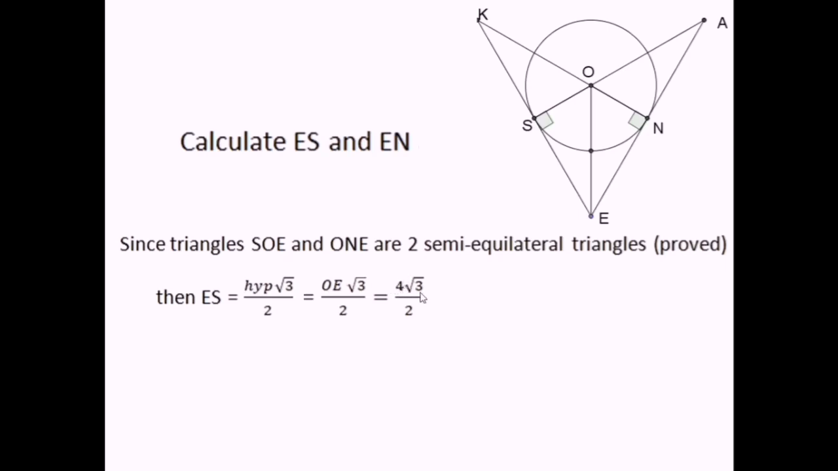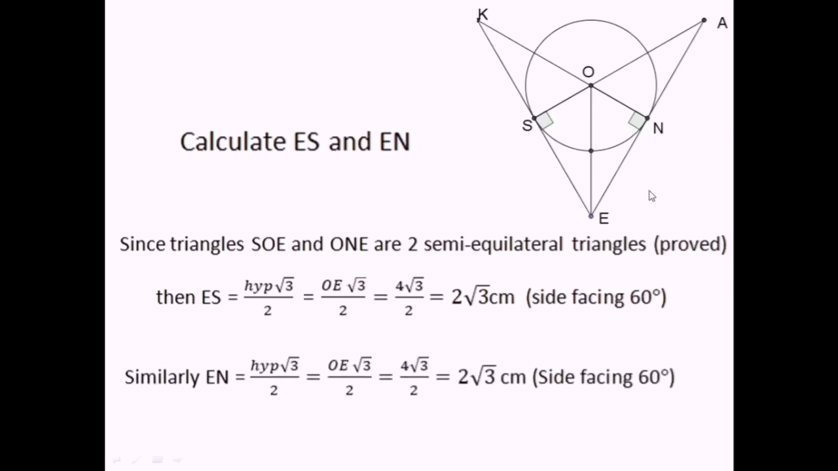Since 4 radical 3 divided by 2 can be simplified, we can get 2 radical 3. Whenever we have 2 times radical 3, the dot means multiplication. We can simplify by 2 up and down, thus getting 2 radical 3. Since OE is given to be 4 centimeters, so the unit is centimeter, we can write centimeter. And why do we use this rule? Because ES is the side facing 60 angle.